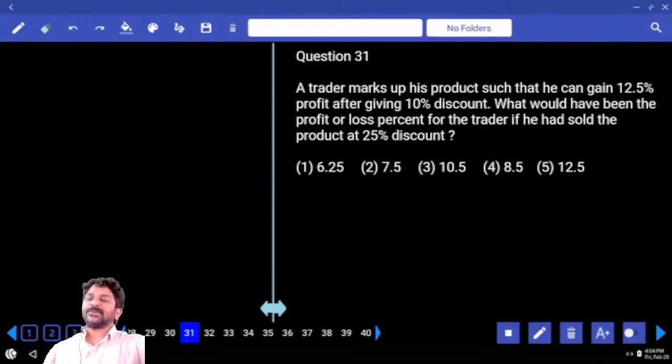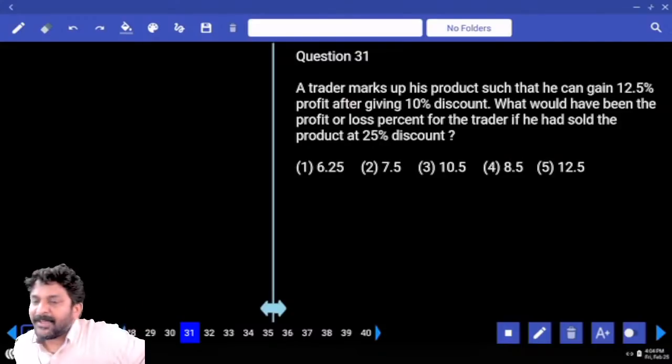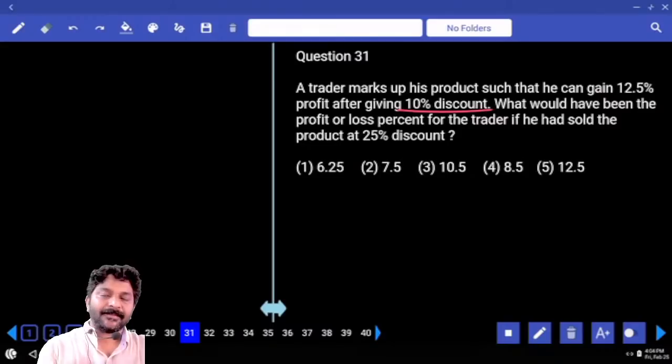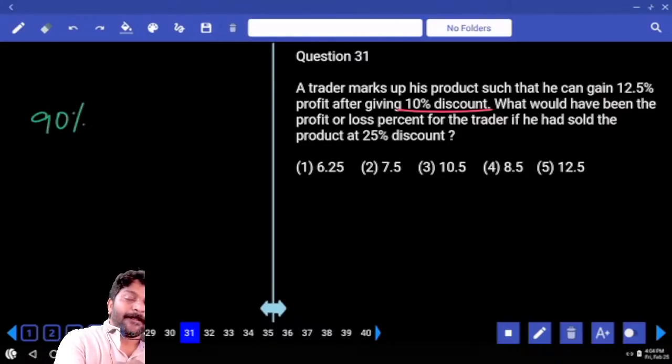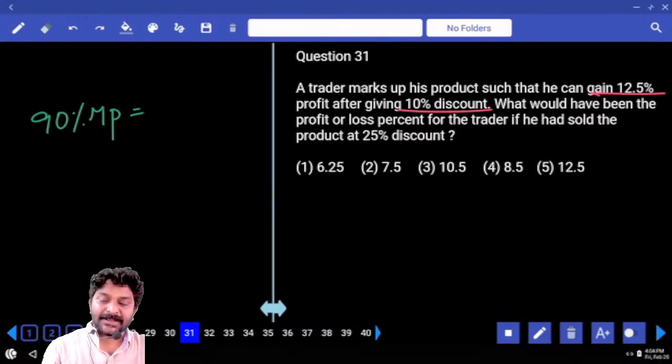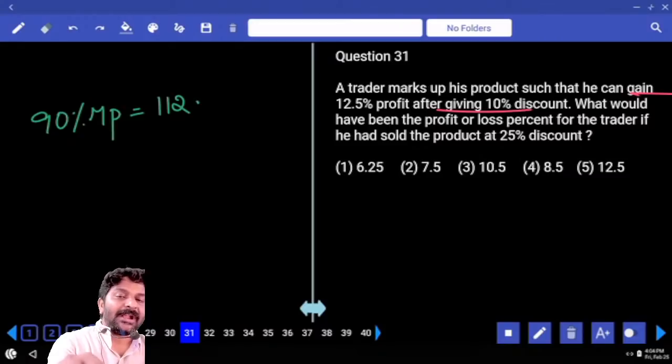A trader marks up his product such that he can gain 12.5% profit after giving 10% discount. What would have been the profit or loss percentage for the trader if he had sold the product at 25% discount? In the initial case, how much discount is offered? 10%. Then selling price is equal to 90% of the market price only. In that particular case, what is made? Gain, 12.5%. Then selling price is equal to 112.5% of cost price. Clear this?